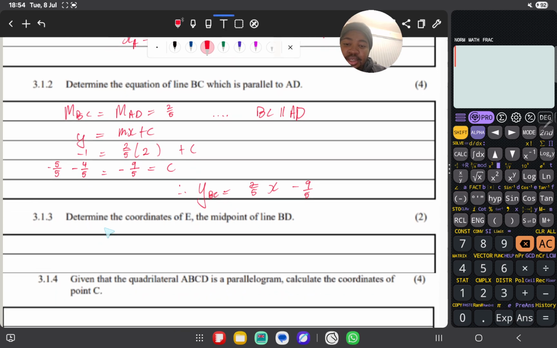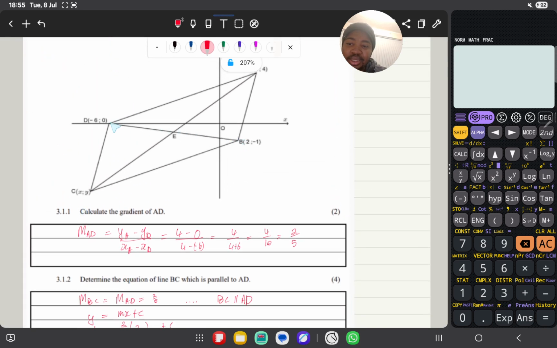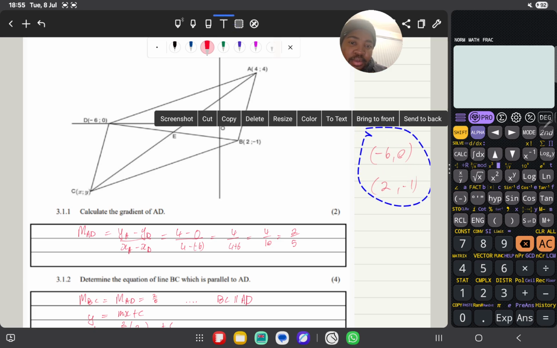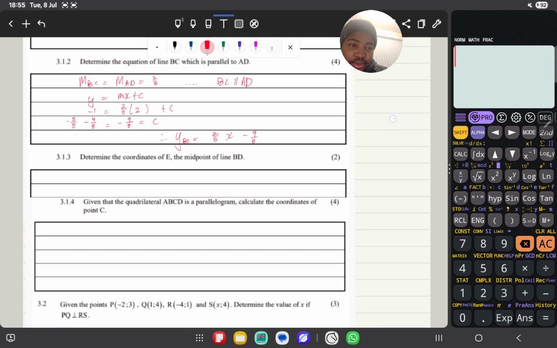Then they say determine the coordinates of E, which is the midpoint of line DB, right? You're finding the midpoint. D is minus 6, 0 and B is 2, minus 1. I need these points right here. So we are finding the midpoint.